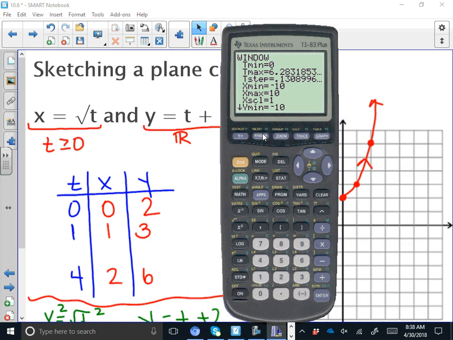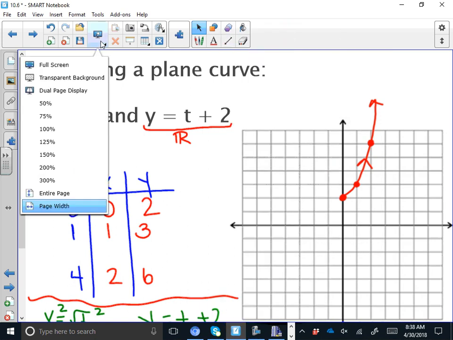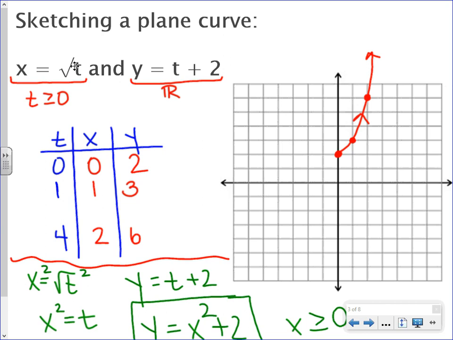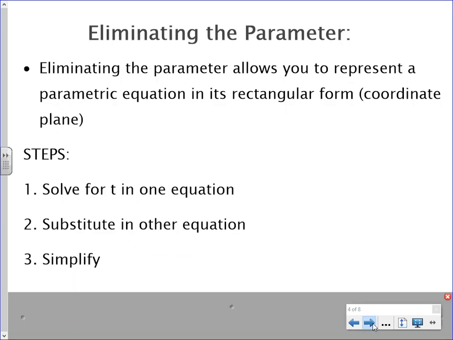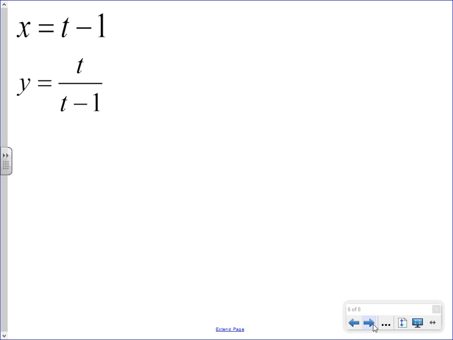Back to this one. Does it matter if our calculators are in radians or degrees? If you have any sort of trig function, it has to be in radians. Otherwise, it would not matter.